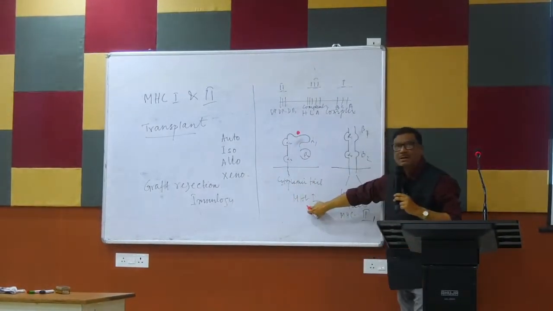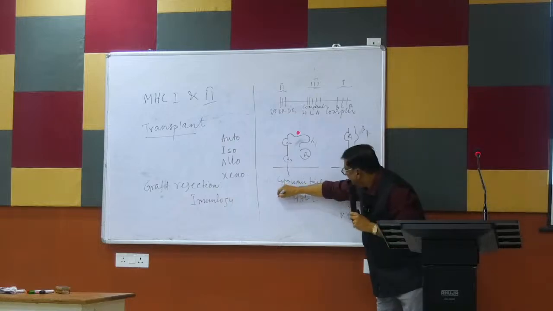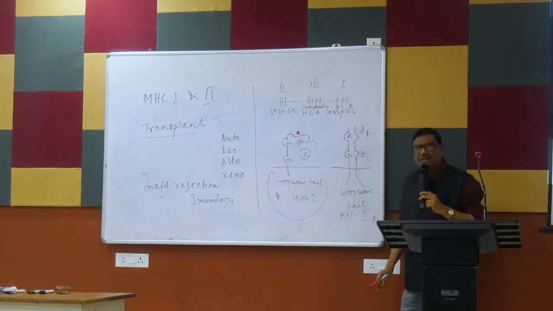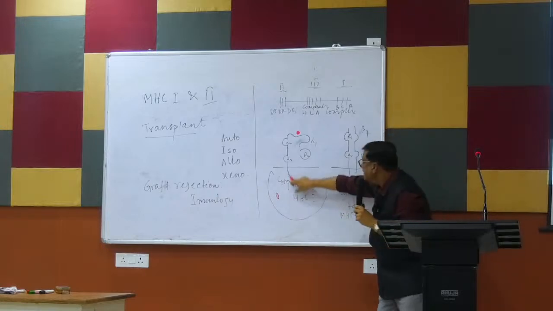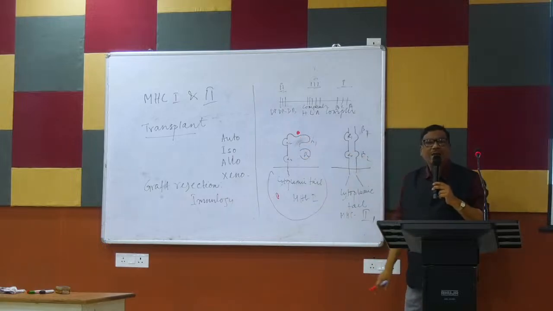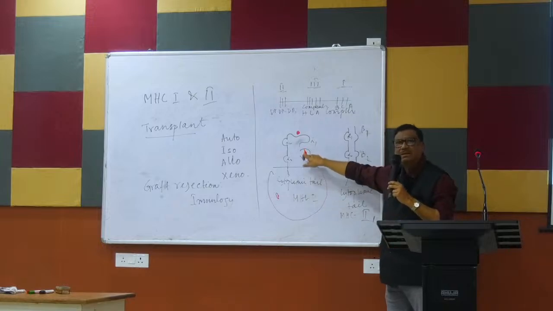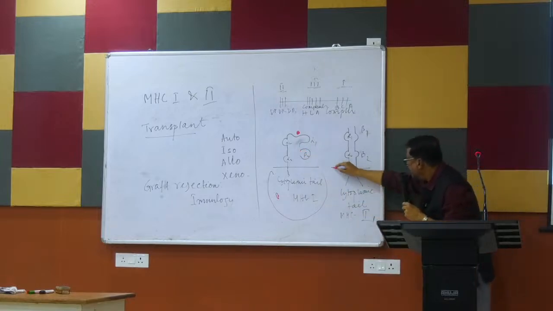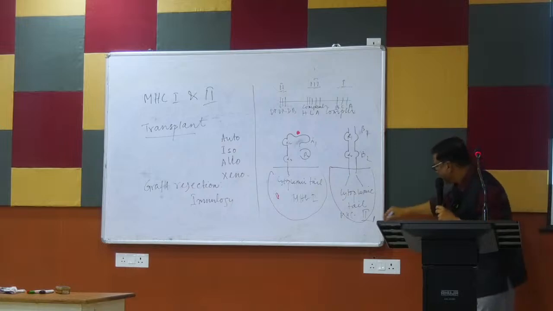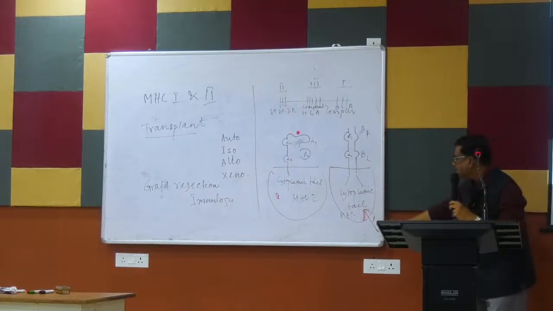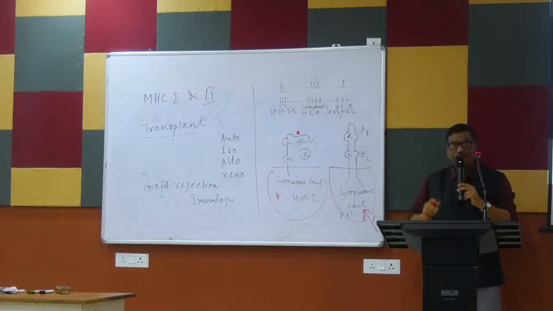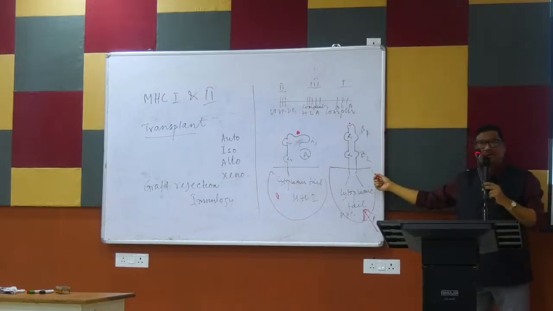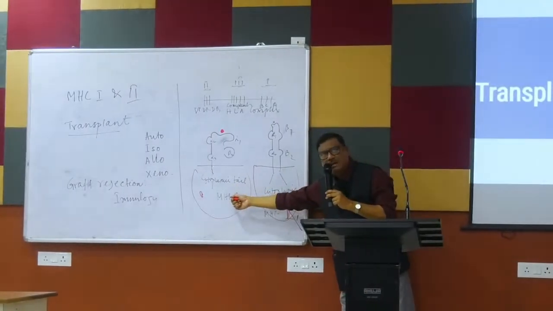When this MHC1, that means within the cell, this is the cell, any endogenous antigen is processed and displayed by this particular MHC1 molecule. They are processed and displayed. In case of MHC2, this is our cell. Any exogenous antigen is processed and displayed by this groove. This is MHC2, the molecule looks like that. This is the molecule of MHC1 and this is MHC2.